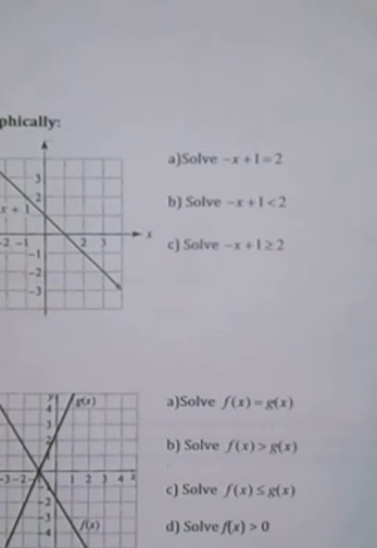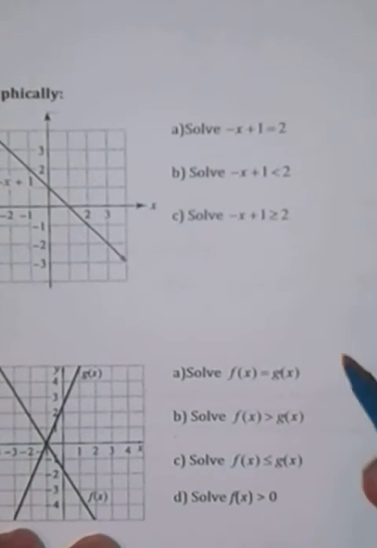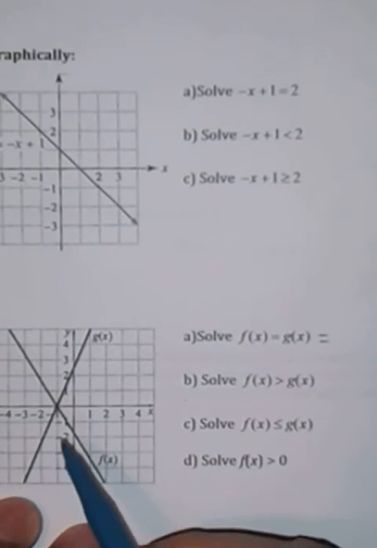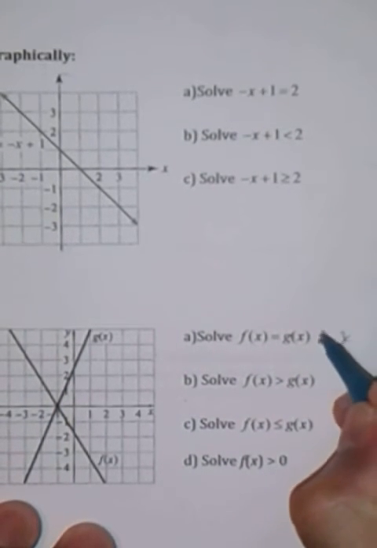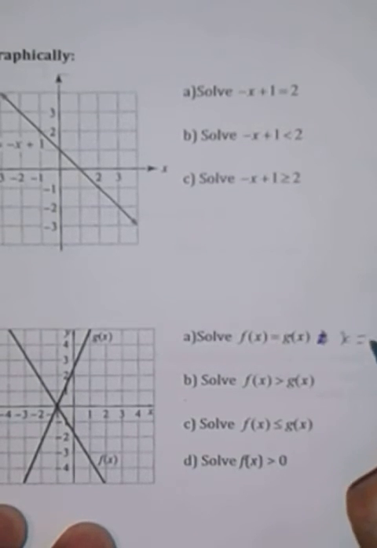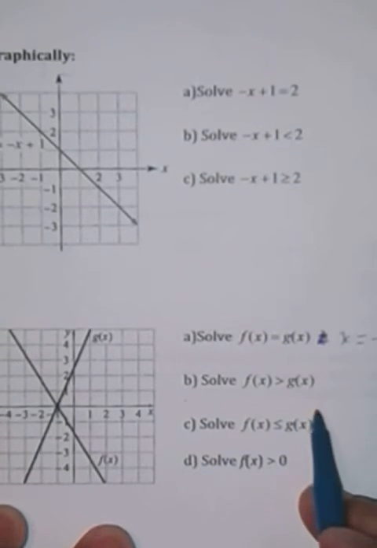number 5. So it says solve f of x equals g of x. We know how to do that already. Check to see where they intersect. Remember, you can only say x equals. Oops, maybe I shouldn't write an equals. X equals -1. Solve f of x is greater than g of x.